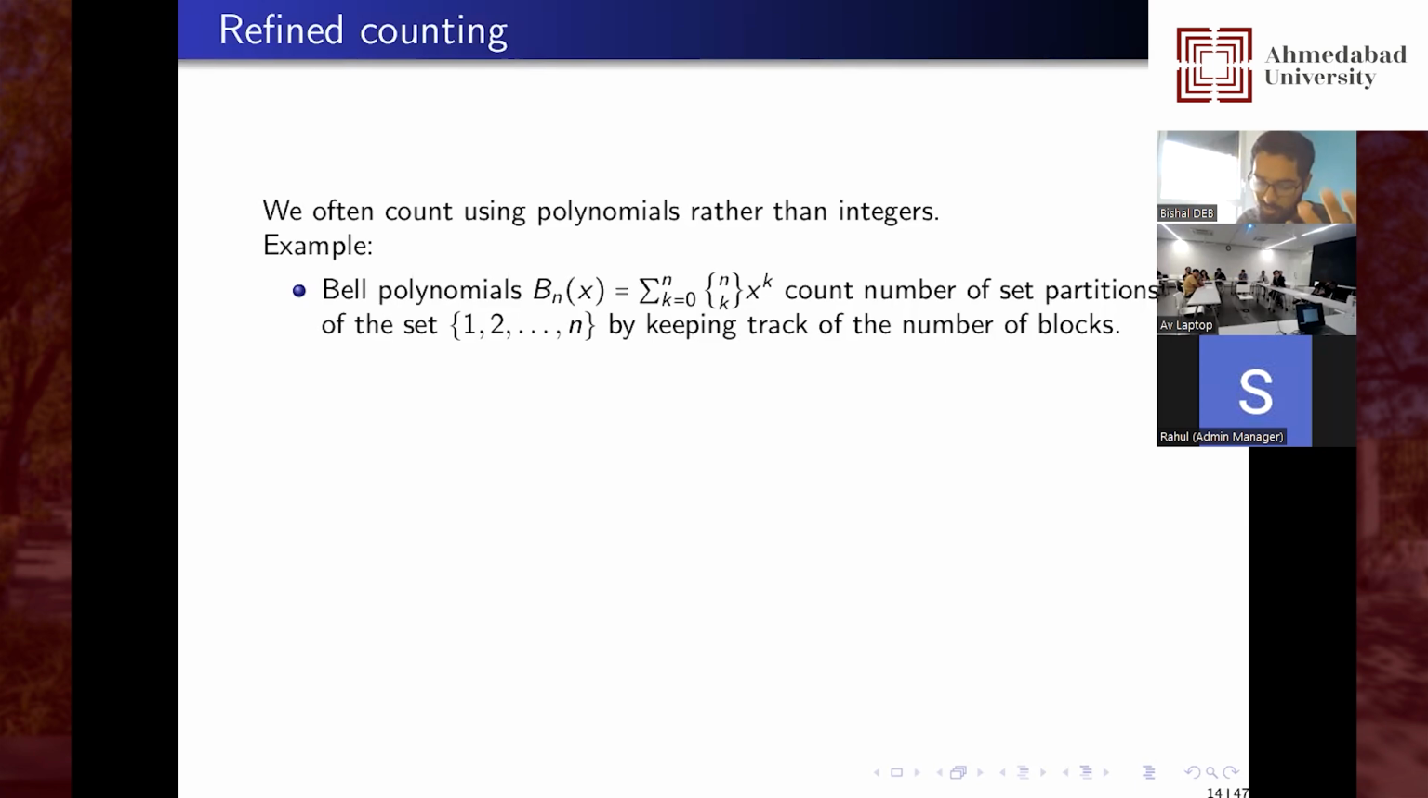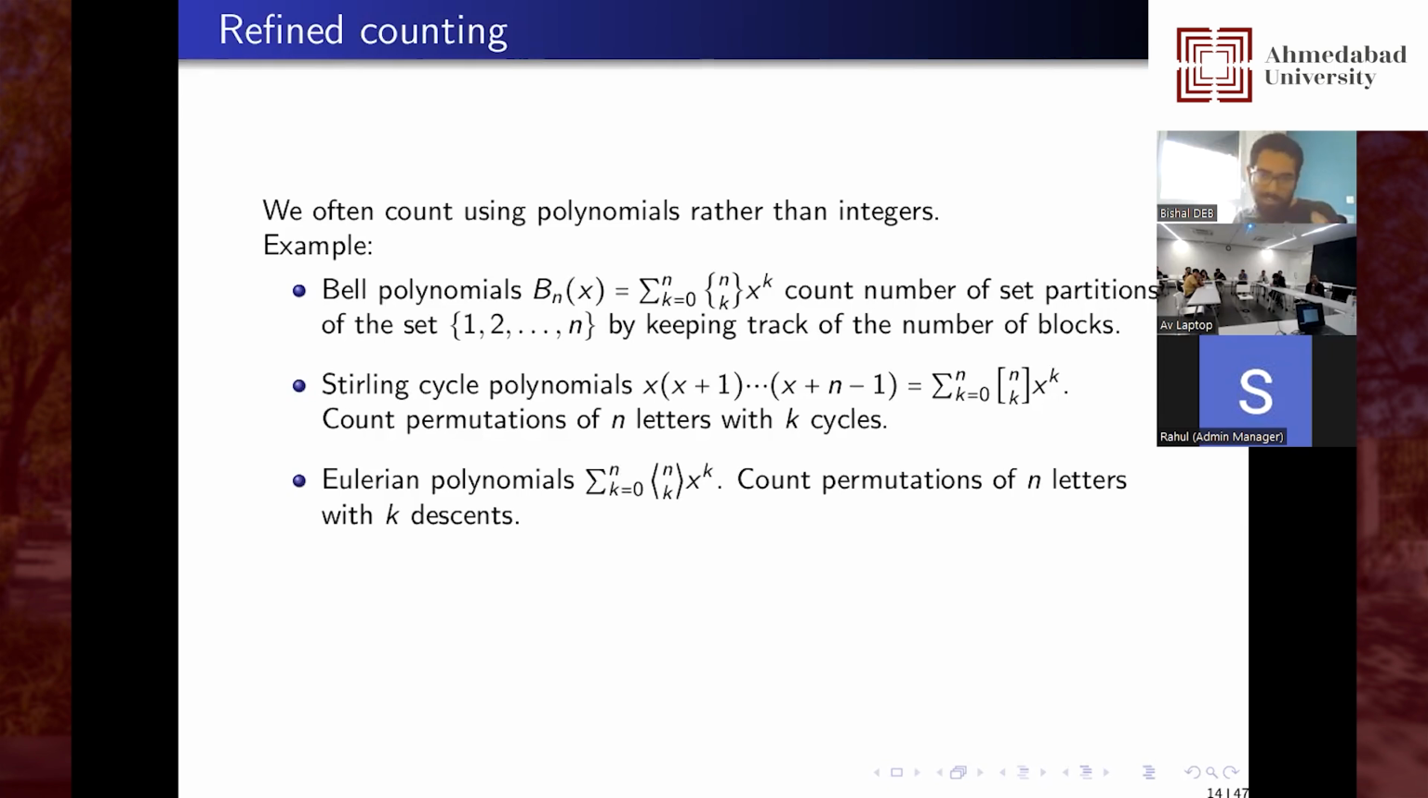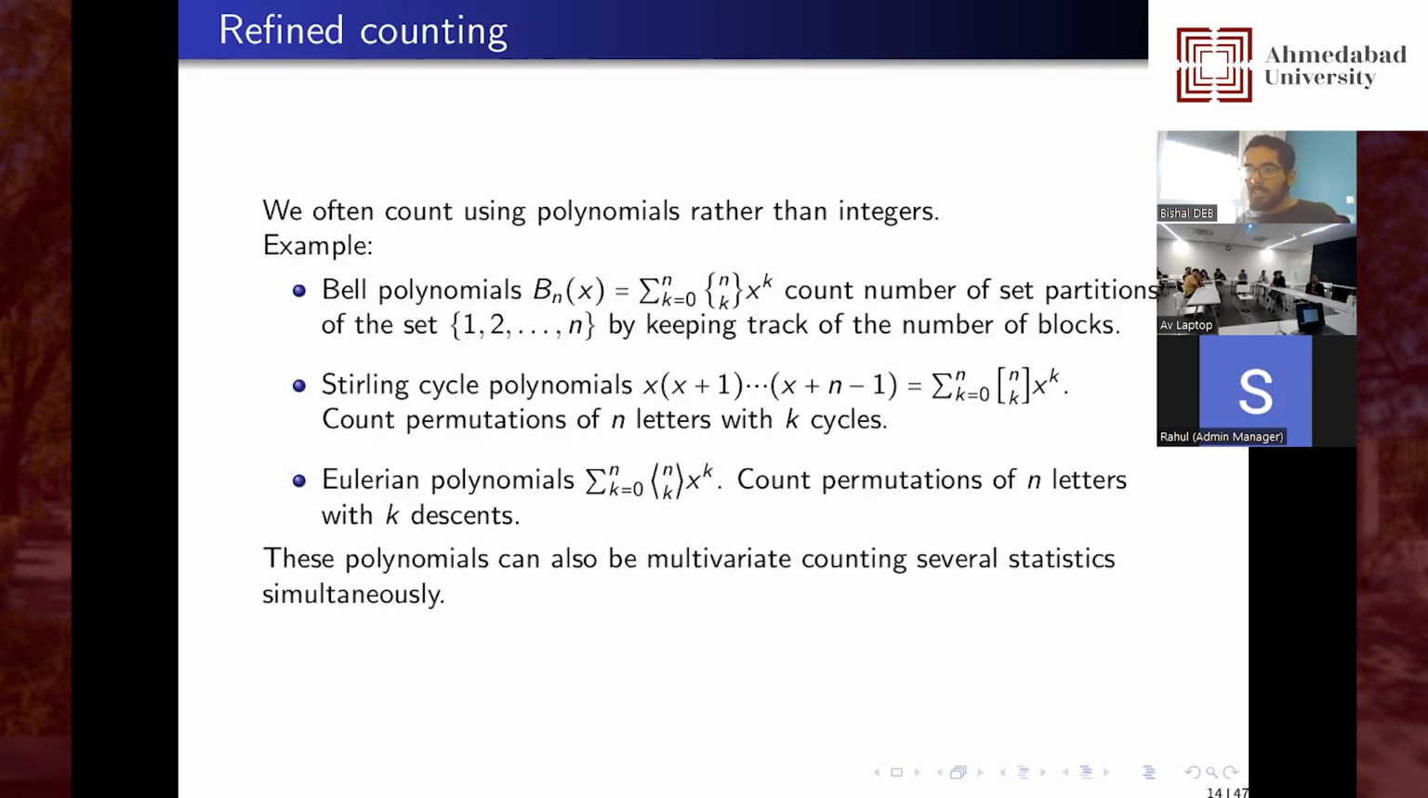So, okay, let me now introduce this notion of coefficient-wise total positivity. The motivation behind this comes from refined counting in enumerative combinatorics. In enumerative combinatorics, we are not just counting by numbers, we are counting by polynomials. For example, we have Bell polynomials, which count set partitions of the set 1 through n by keeping track of the number of blocks. Or you have Stirling cycle polynomials, which count permutations of n letters having k cycles. Or you have the Eulerian polynomials, which count permutations on n letters by the statistic called descent. You can also have multivariate polynomials where you count multiple statistics simultaneously.